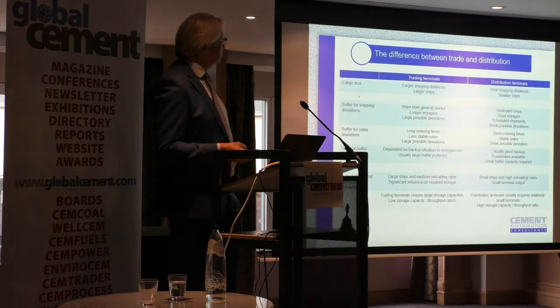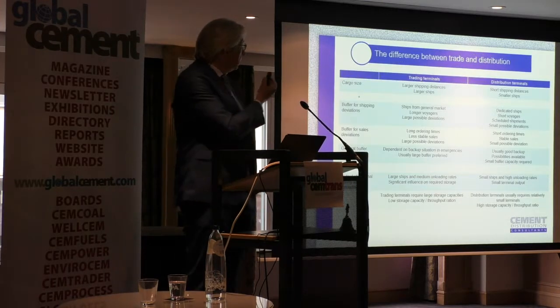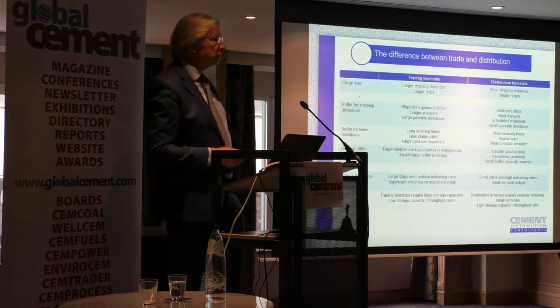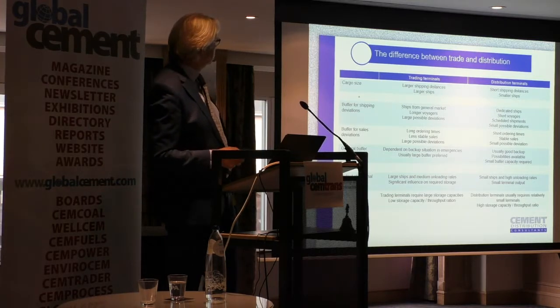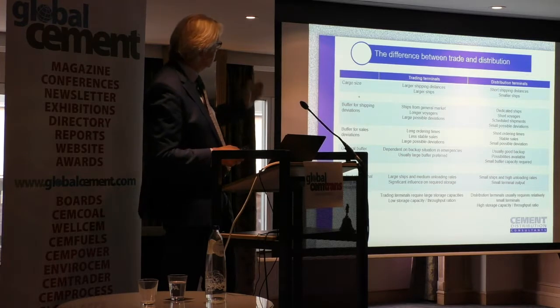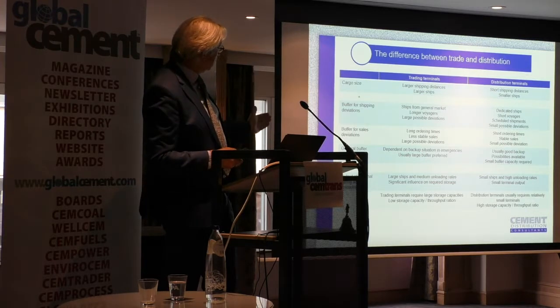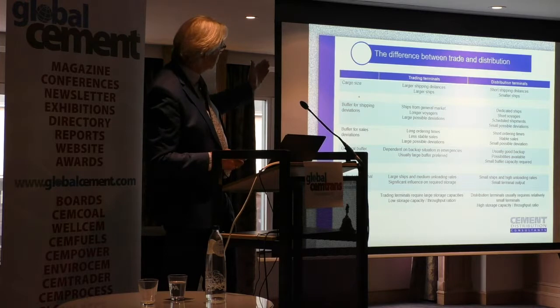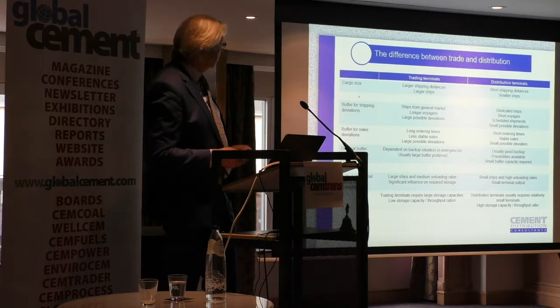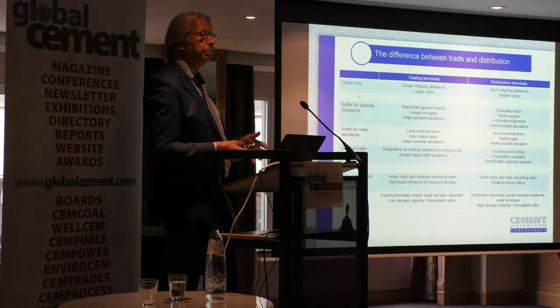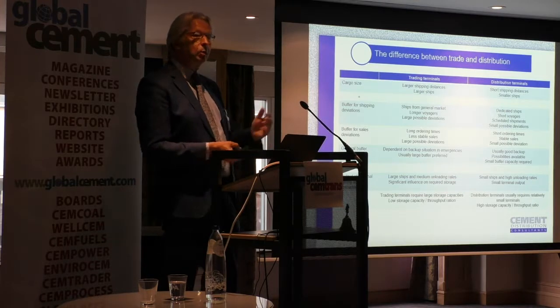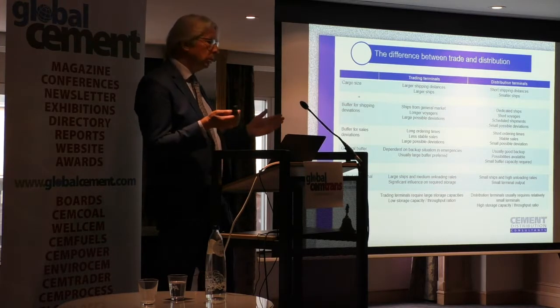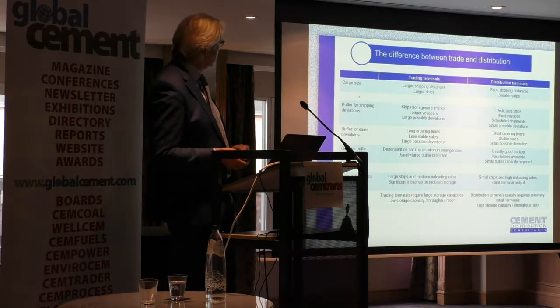If you look at the differences between trading terminals and distribution terminals, basically on the left side in the column you see that the required storage size of a terminal is the cargo size. Plus the buffer for shipping deviations: a ship never arrives exactly on the day you would like to have it at the terminal. It will arrive within an agreed range around that.